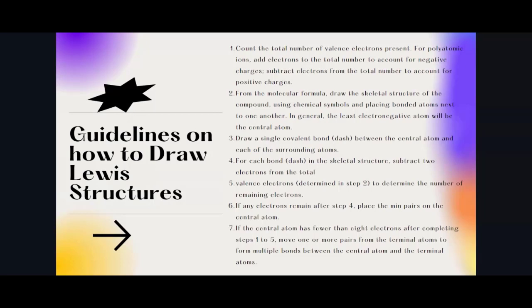Now, step 5 is to determine the number of remaining electrons. If any electrons remain after step 4, place them on the central atom. But the thing is, number 7, if the central atom has fewer than 8 electrons after completing steps 1 to 5, then you have to move one more pair from the terminal atom to form multiple bonds between the central atom and the terminal atoms. This essentially means you're forming double or triple bonds, because if there are no more electrons you can work with, you have to borrow them from other elements.